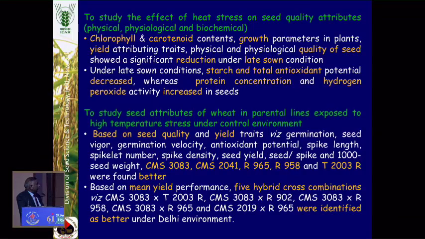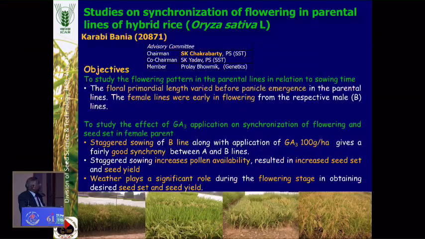5 parental lines, namely CMS 3083, CMS 2041, R965, R958, and T2003R, which performed better. Based on the mean yields, the 5 hybrid cross combinations listed here were found better under stress conditions.